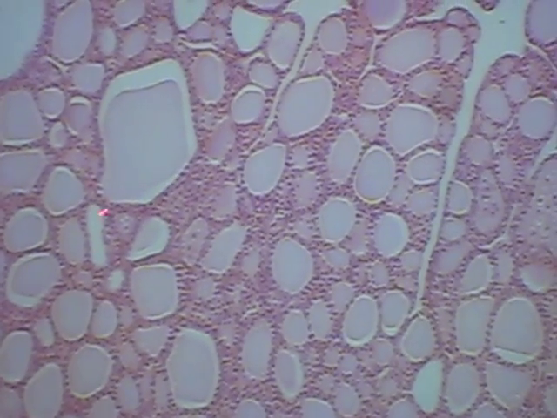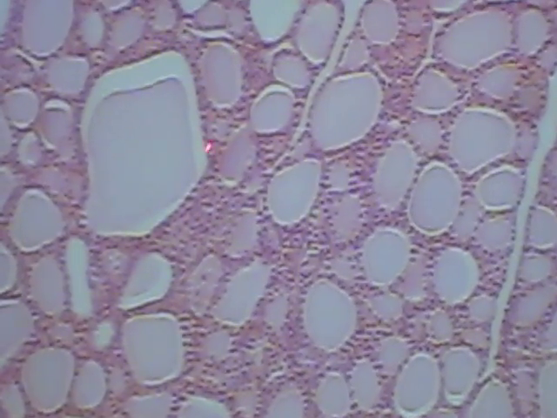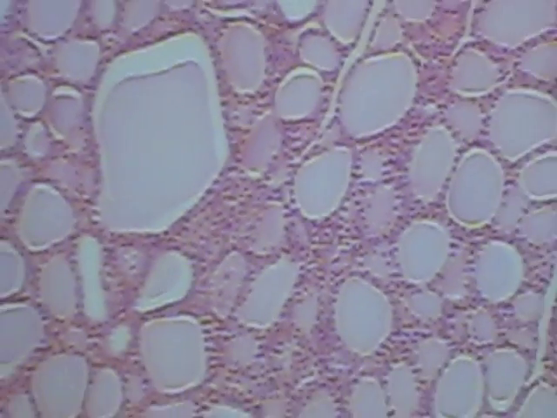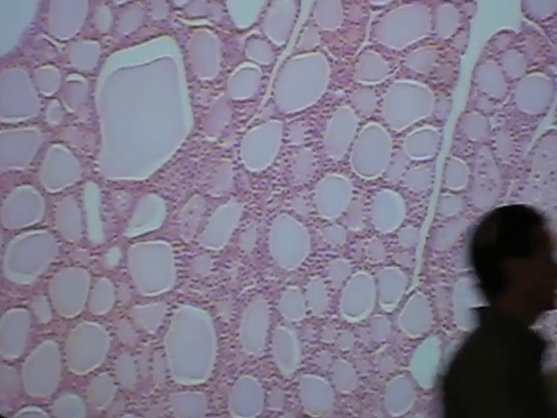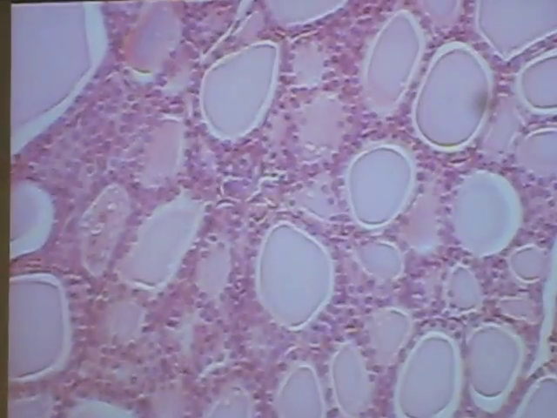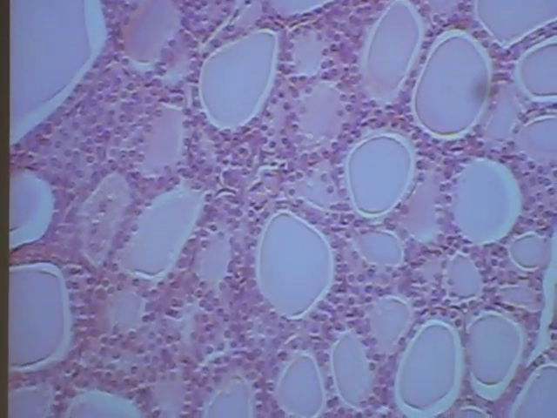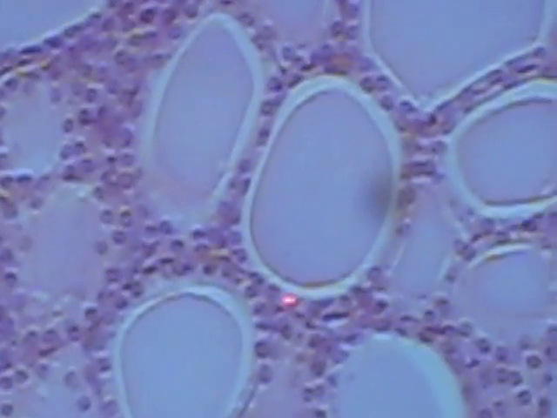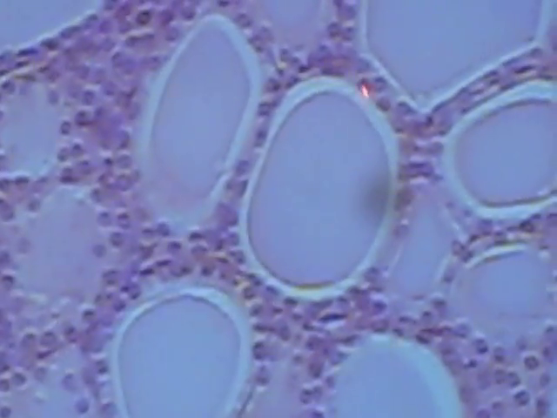Around the follicles, you're going to have a single layer of simple cuboidal tissue. Those are your follicle cells. Now, let me go up to high power and we can take a closer look at these. Right around the outside of each follicle, you have the follicle cells.